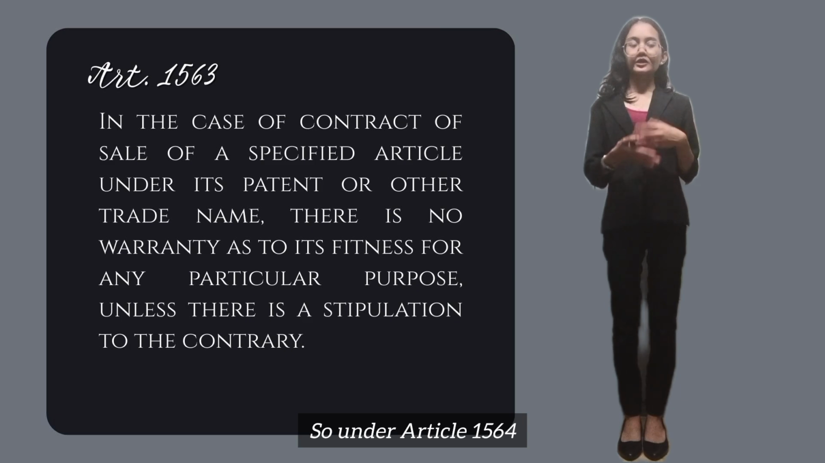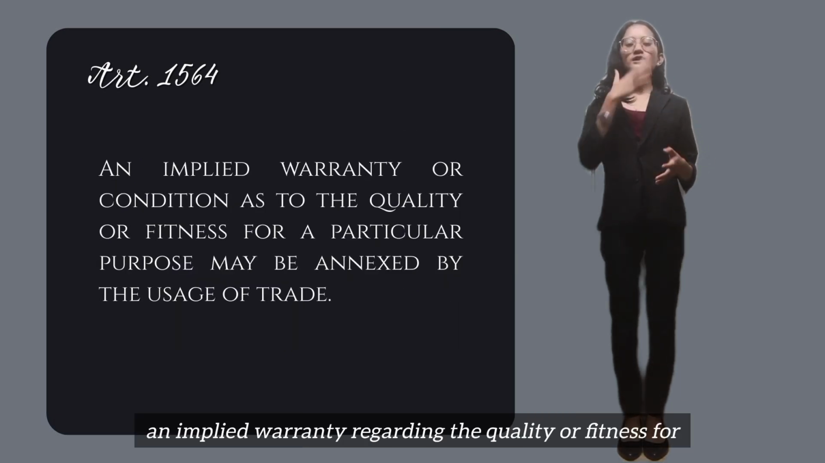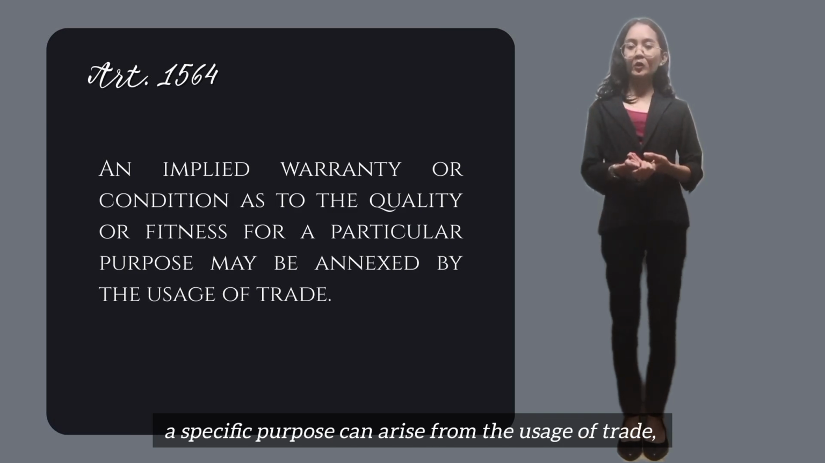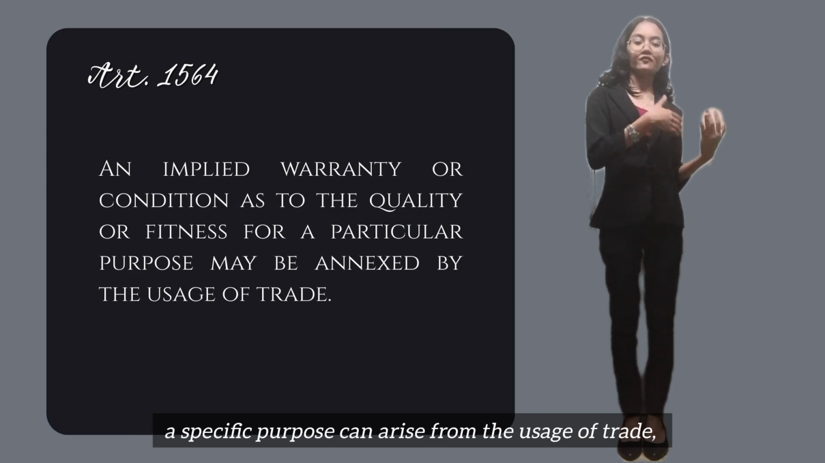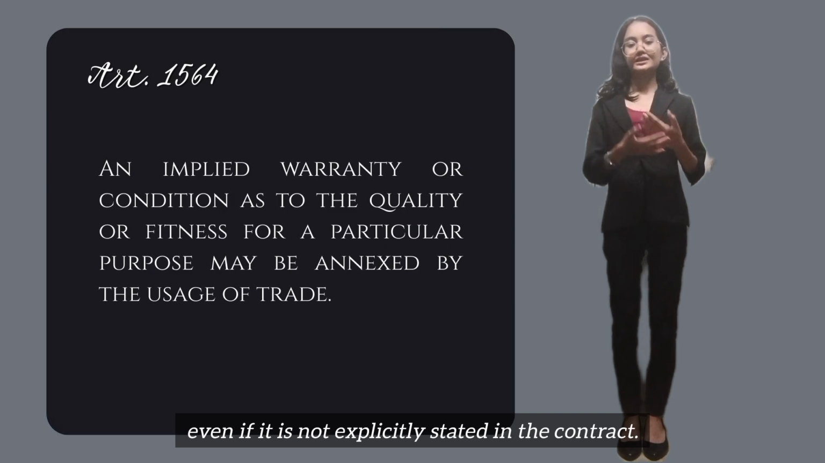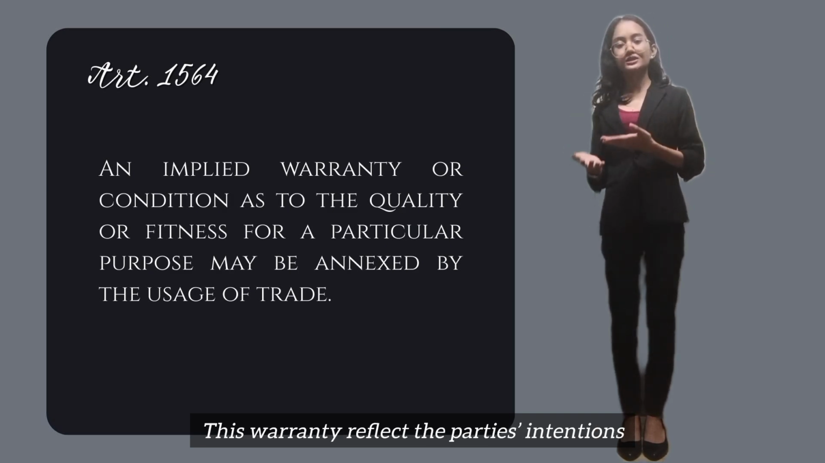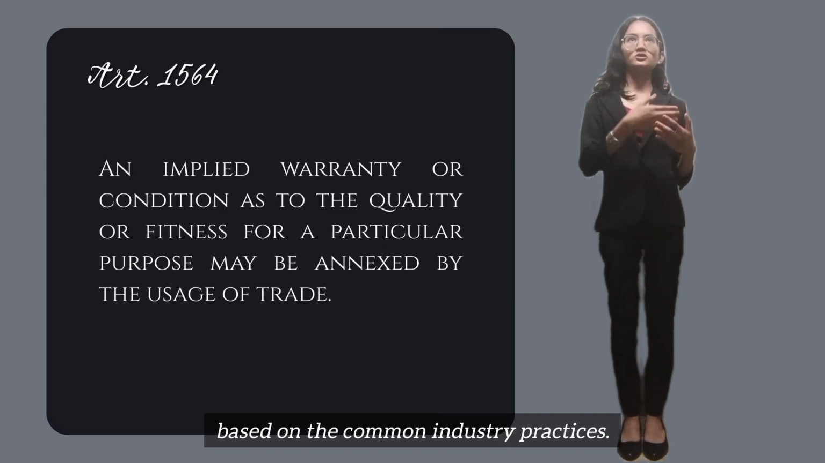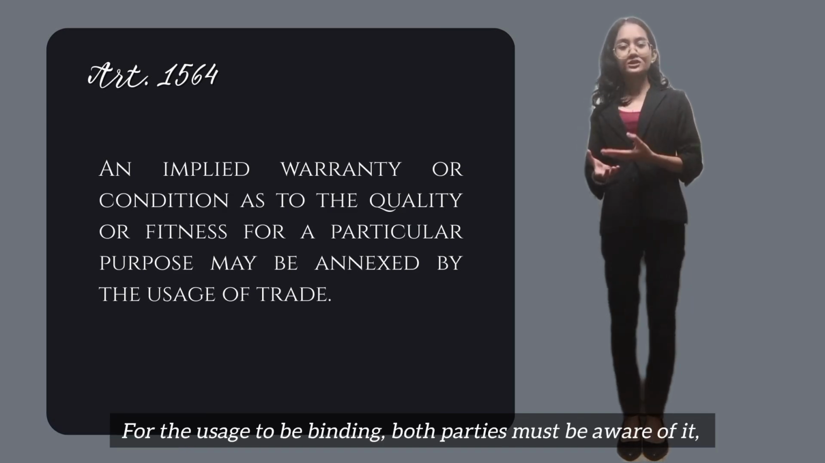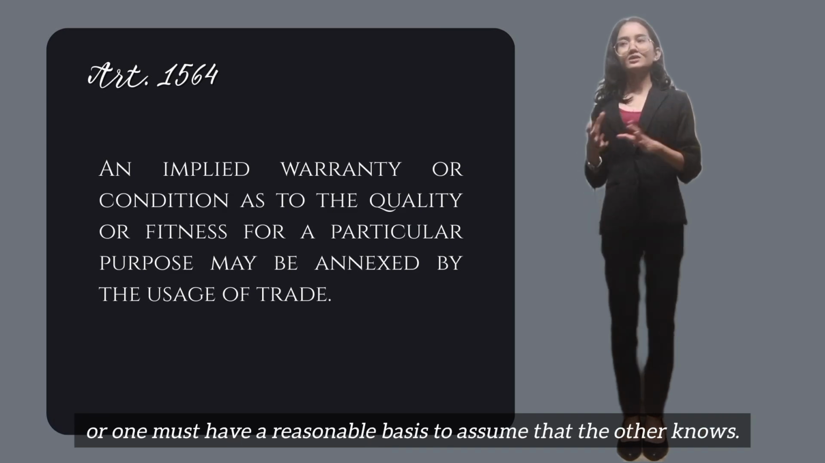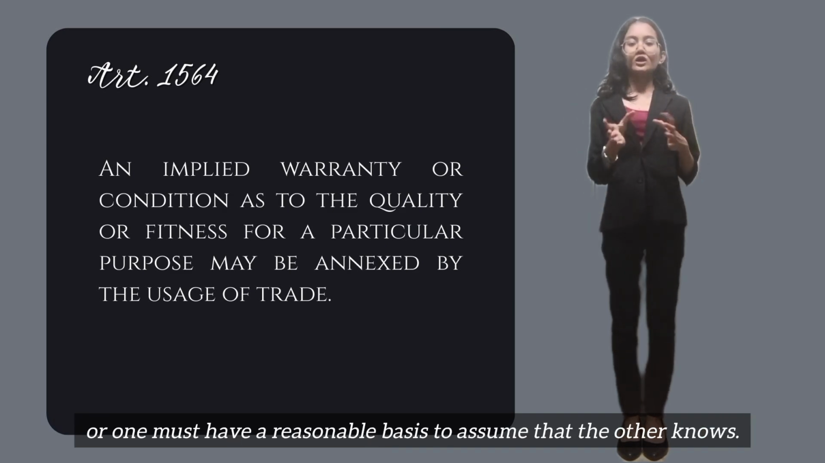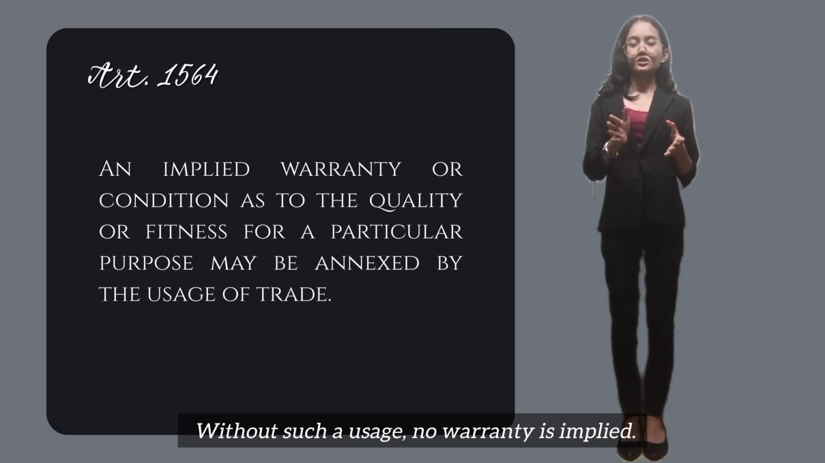So, under Article 1564, an implied warranty regarding the quality or fitness for a specific purpose can arise from the usage of trade, even if not explicitly stated in the contract. This warranty reflects the parties' intention based on common industry practices. For the usage to be binding, both parties must be aware of it, or one must have a reasonable basis to assume the other knows. Without such a usage, no warranty is implied.